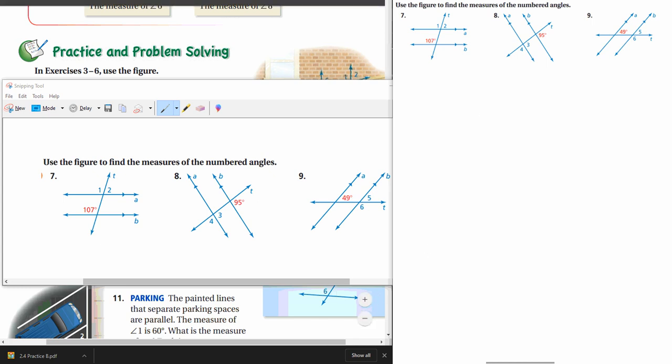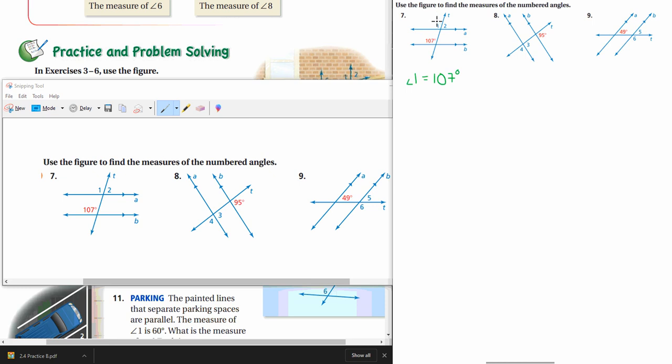So on this one here, we are looking at 107 and angle 1. Those are corresponding angles, so those are congruent. They have the same measure. So angle 1, this guy right here, is 107. This is 107. I'm going to put angle 1 equals 107 degrees.